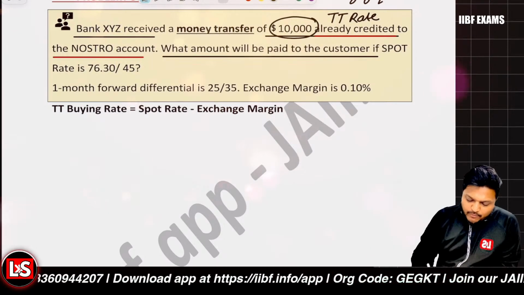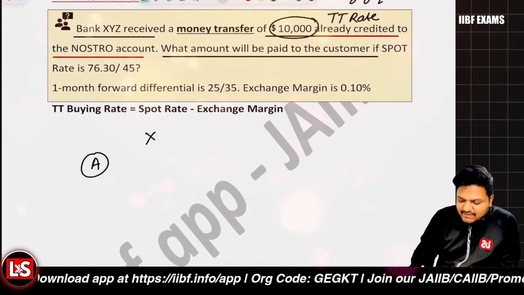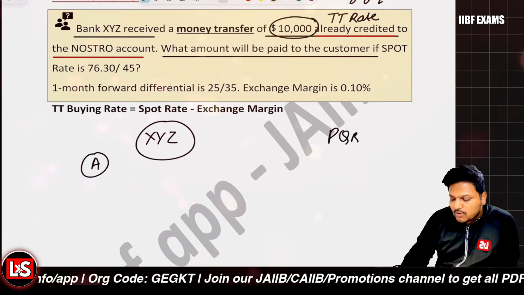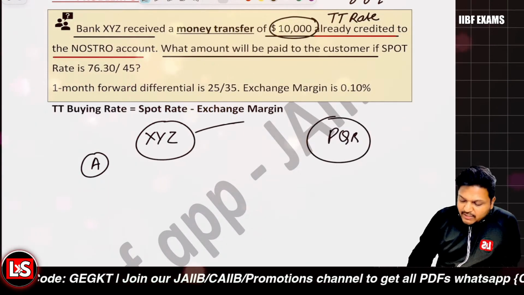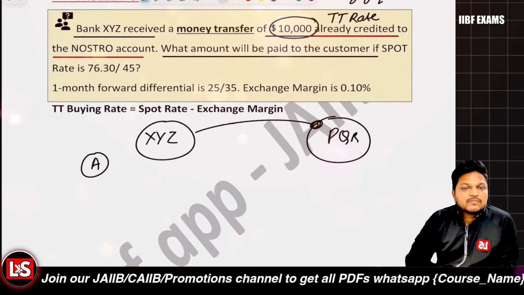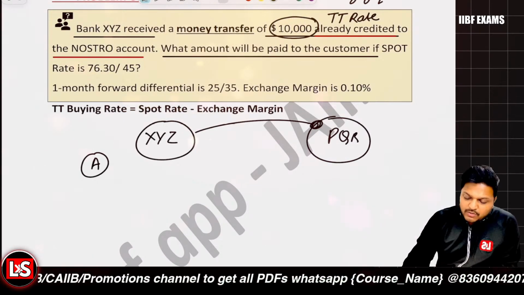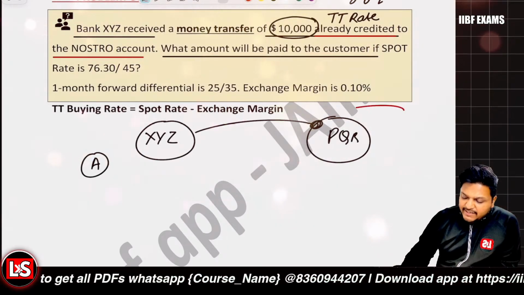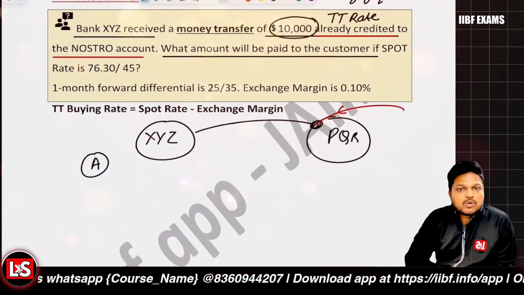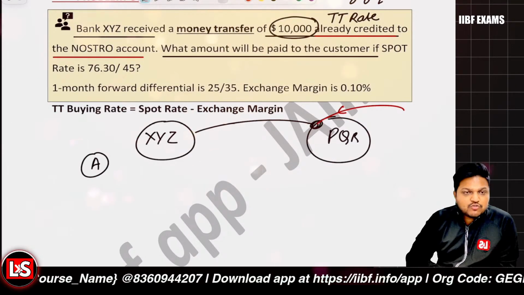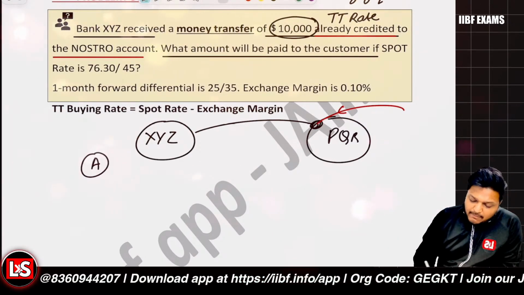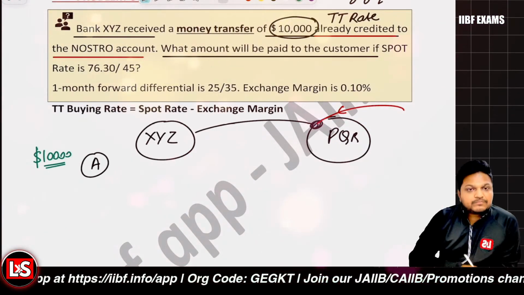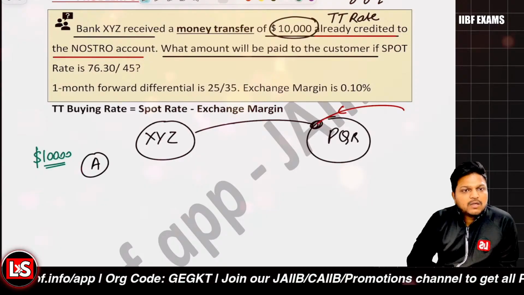So here is the scenario. A is the customer of the bank XYZ bank, right? And XYZ bank is maintaining a nostro account in the PQ of our bank, right? So here the nostro account is maintained, and further the amount for the person A is credited to this nostro account, right? And the credit is to be given to the customer. So this amount of USD 10,000 belongs to person A.